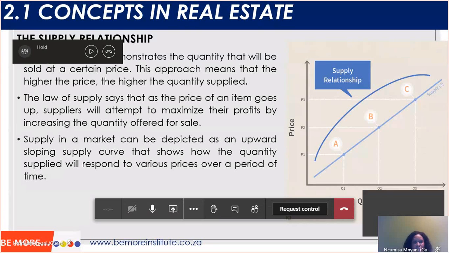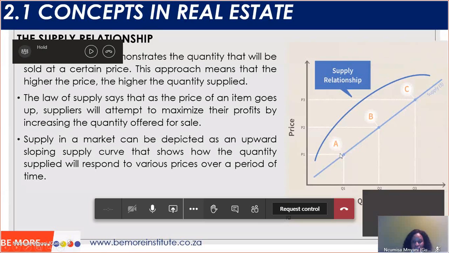What do we mean about the concepts? The concepts that are very important is the concept of supply, the supply relationship. I think in any market, this is very important. Wherever you are, it is important that you understand the supply relationship, the demand relationship, and how they come together. The law of supply demonstrates the quantity that will be sold at a certain price.